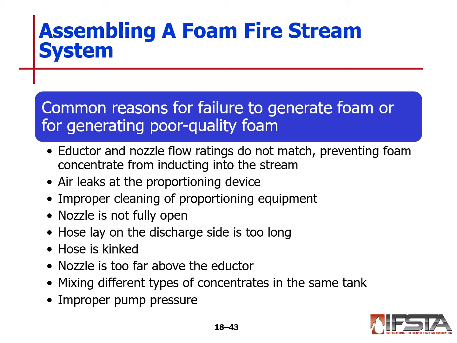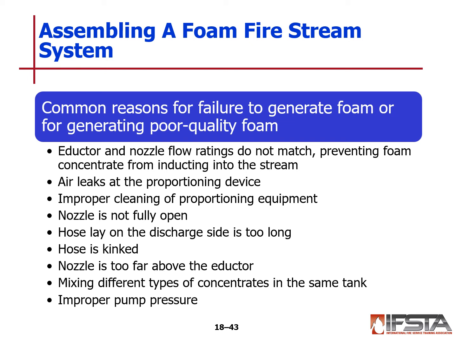Putting together a system, common reasons for failure to generate foam or for generating a poor quality foam could be the eductor and nozzle flow ratings do not match, preventing the foam concentrate from inducting into the stream. Air leaks at the proportioner device also can produce little or no foam. Improper cleaning of proportioning equipment. Nozzle is not fully open. We got to remember nozzles operate all the way open.